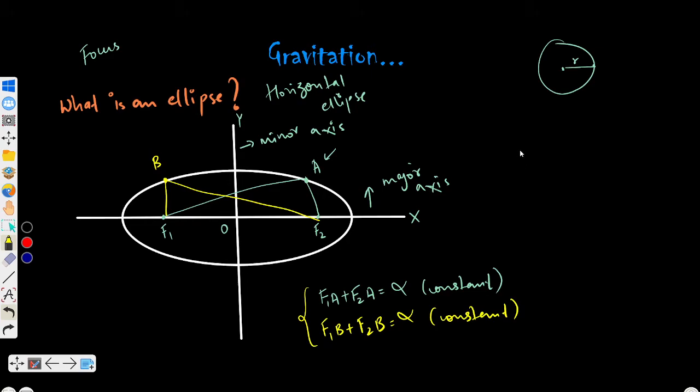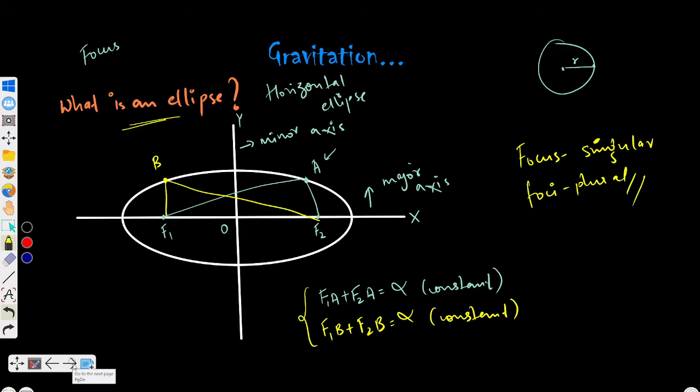Now you need to remember, focus is a singular word. If you talk about any one focus at a time, we use the word focus. But if you talk about both the focus at the same time, we use foci. This is plural. This is all about the ellipse that you need to understand. I have not given you a proper definition, but the property that is useful, that you should remember, I have explained it. I hope this is clear to you.